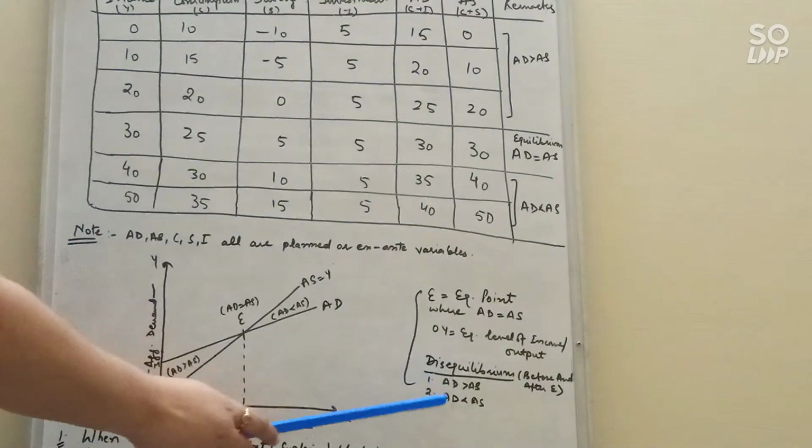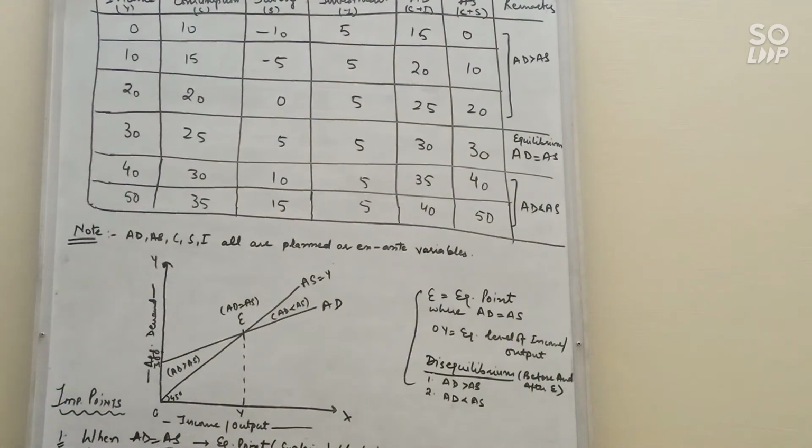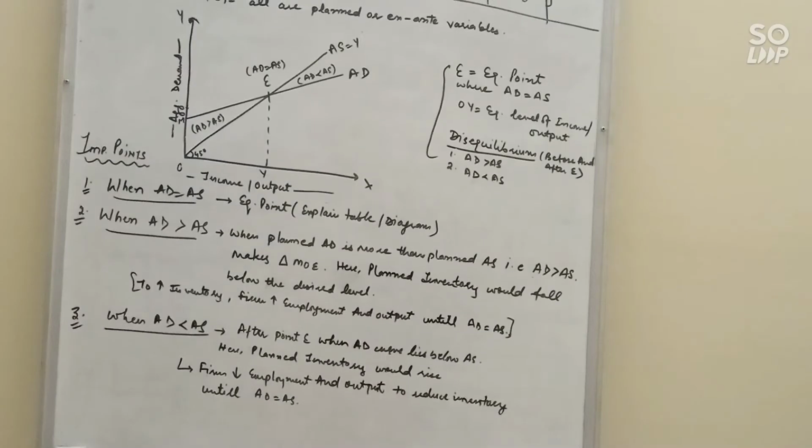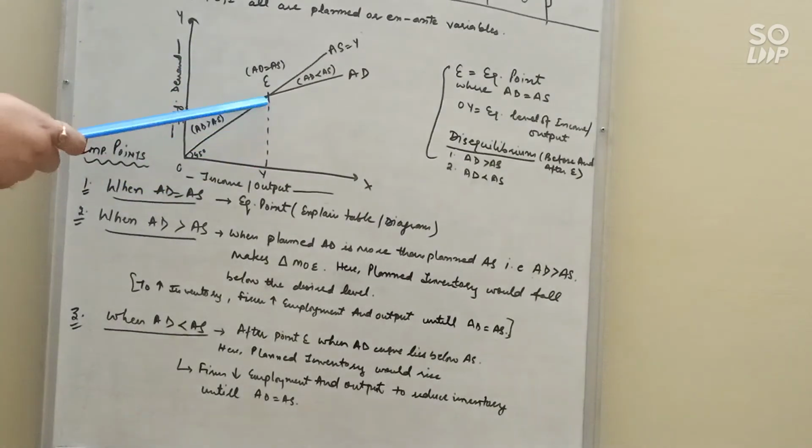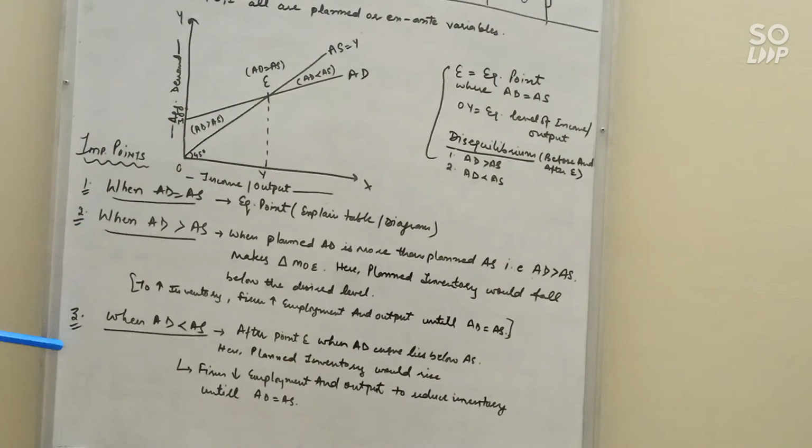We need to explain these three points, and all of them are important. First, when AD is equal to AS, it is an equilibrium point, and we explain it with the table and diagram. Next, when AD is more than AS, and the third point, when AD is less than AS, are very important. You may get a 6 mark question from these two points: explain when planned aggregate demand is more than planned output, or less than planned output.